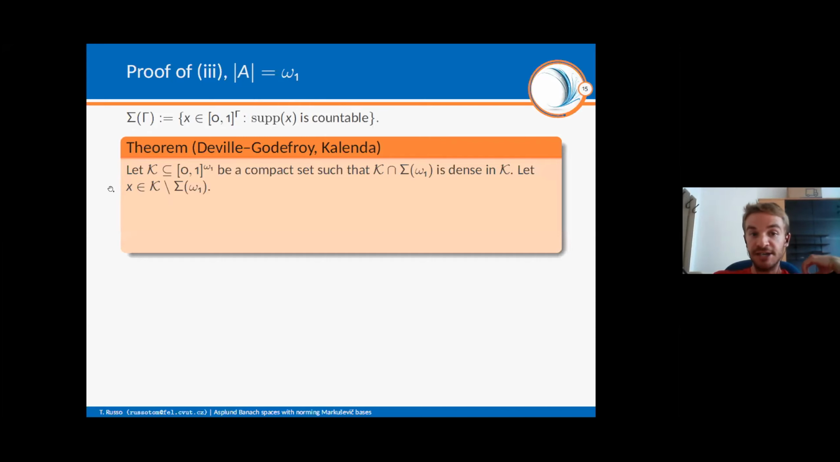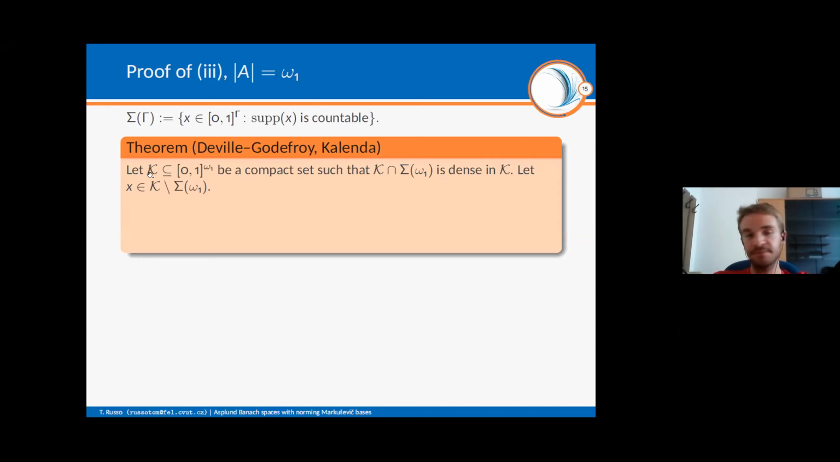And I need to recall a very elegant characterization due to Deville-Godefroy and later extended by Kalenda. So the Deville-Godefroy result is the famous theorem that a Valdivia compactum is Corson if and only if it does not contain the ordinal interval [0, omega 1]. And Kalenda extended it in the following way.